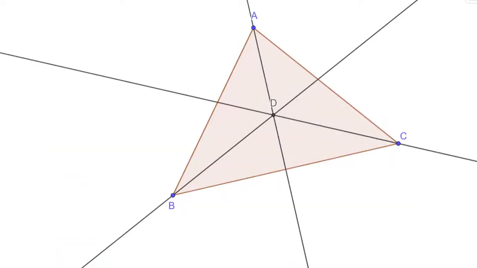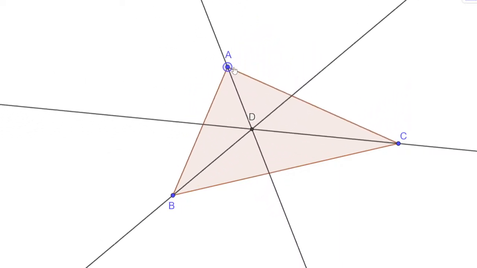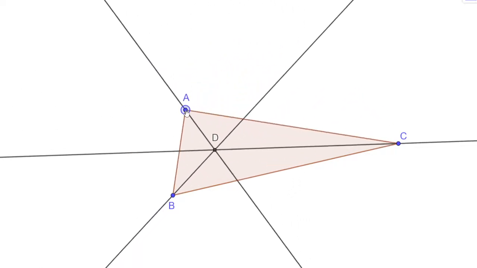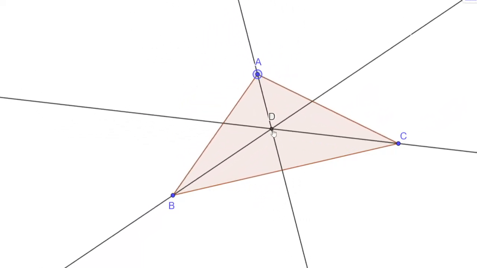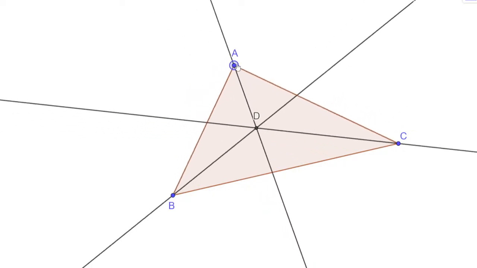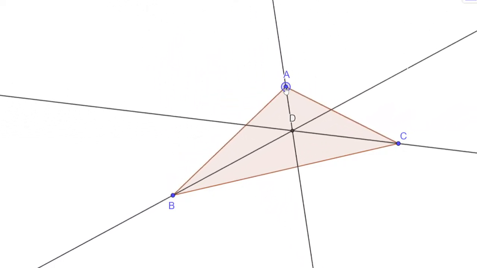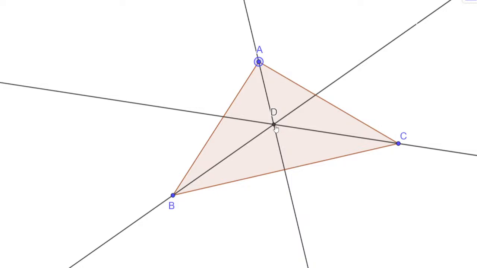See, okay, the triangle ABC, where this line is the angle bisector of angle A, this line is the angle bisector of angle B, and this line is the angle bisector of angle C. Now I am changing the shape of the angle C. The angle bisectors are not changing, and the point D, that is the unique point, is also not changing. They are all remaining the same. And this unique point D is called the incenter.